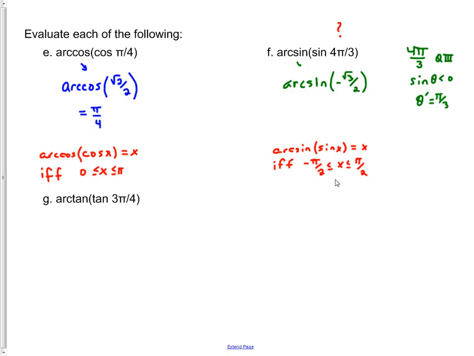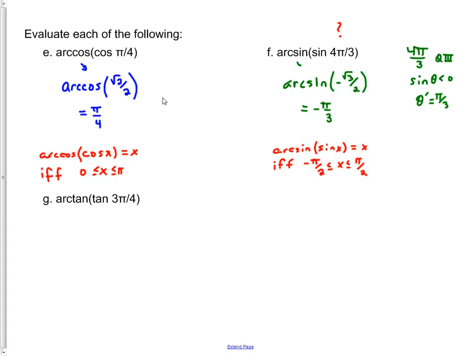Now, we need an angle between negative pi over 2 and positive pi over 2 that fits this bill. So in this case, we're going to say that would have to be negative pi over 3 in the fourth quadrant. So the answer right here is that it's not going to be a direct undo of one with the other. In this particular kind of case, you have to be very careful that when you take the arc sine of whatever value you get, that value is between negative pi over 2 and positive pi over 2.